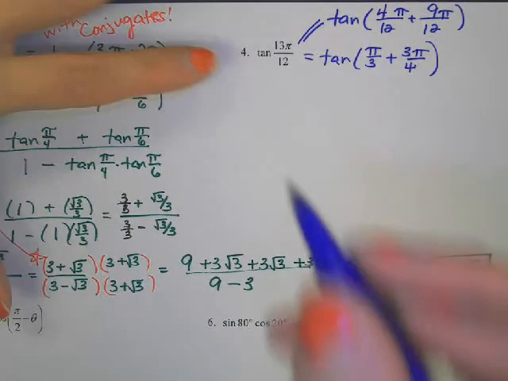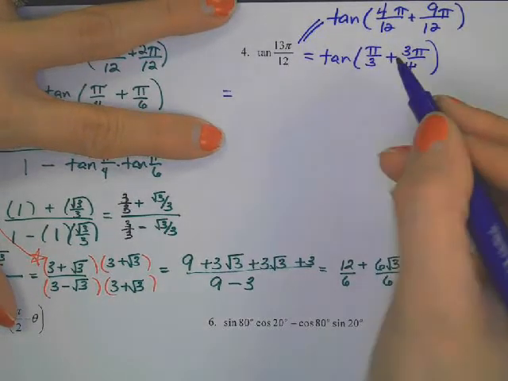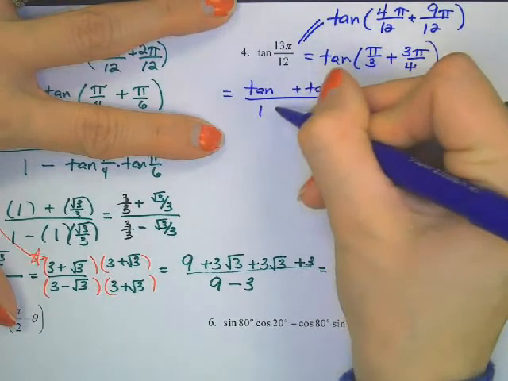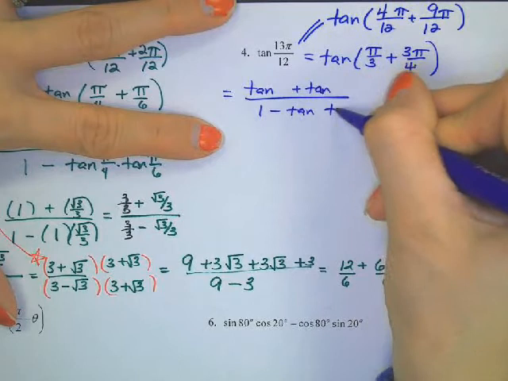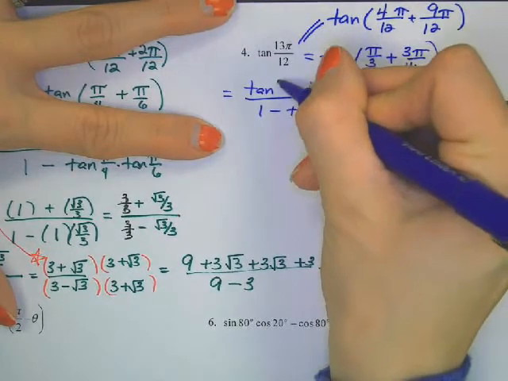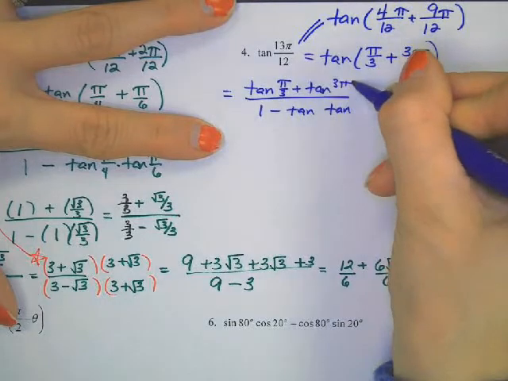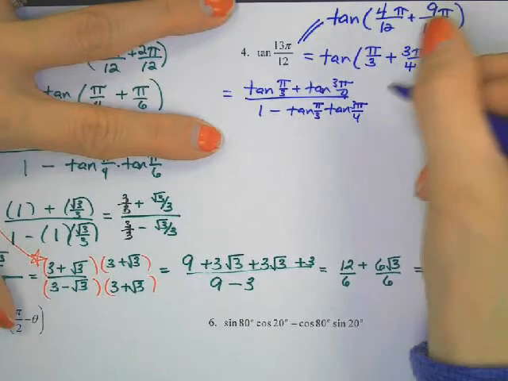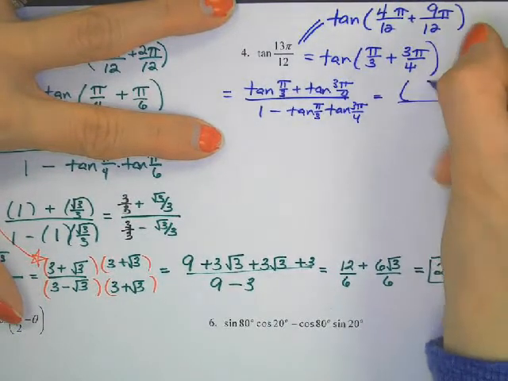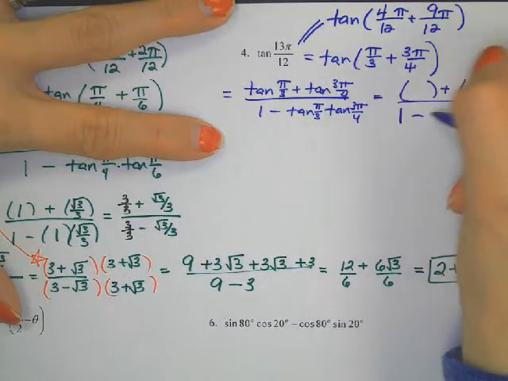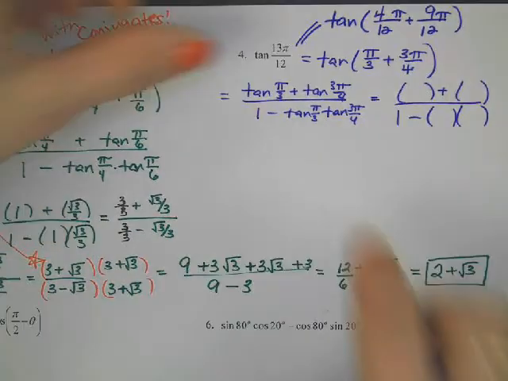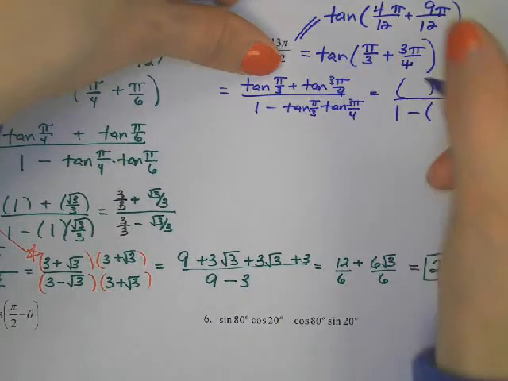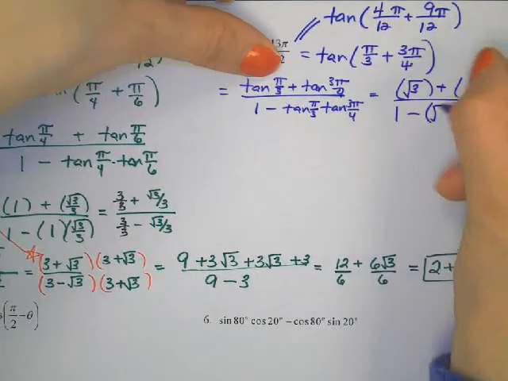So let's go ahead and use that tangent rule. The tangent rule says if you have a plus, we're going to have to do tangent plus tangent over 1 minus tangent, tangent. And the angles are pi over 3, 3 pi over 4. So we have to put a tangent answer plus a tangent answer, 1 minus tangent times tangent. Tangent for pi over 3, that's way up high, and the tangent is radical 3. So I'll put that answer there and here.